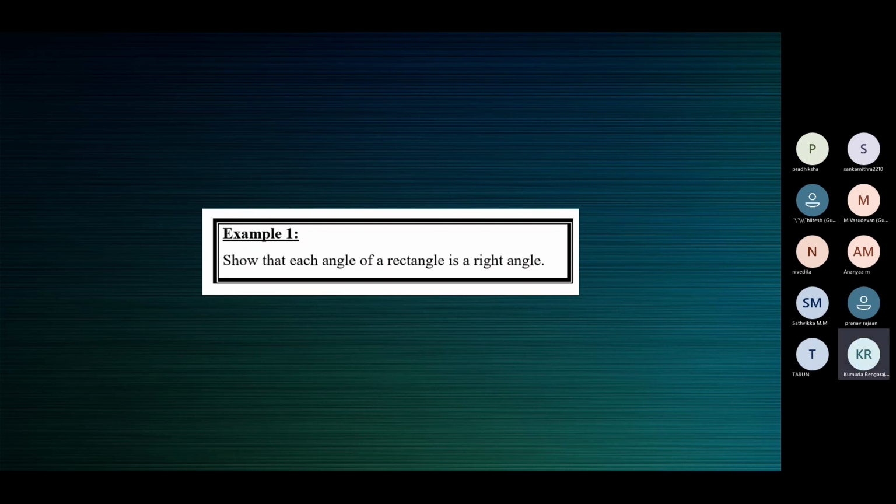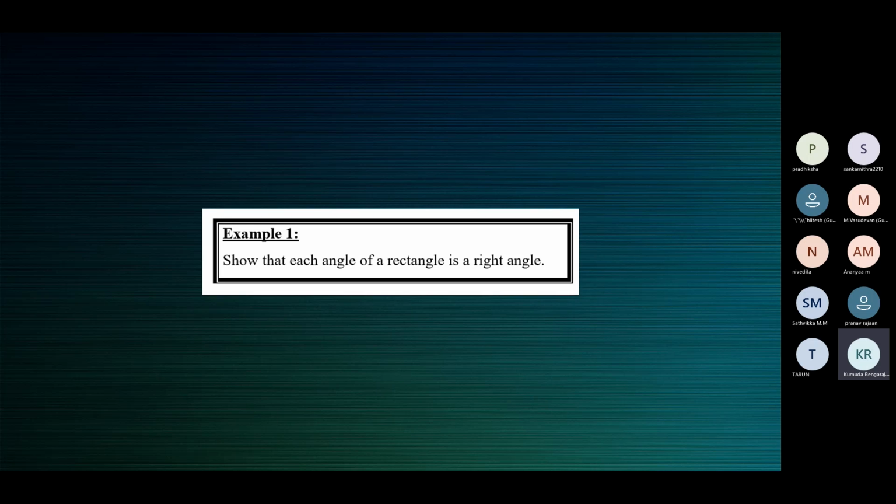Okay. So here we'll have to show that each angle of a rectangle is a right angle. So you're given a rectangle. Read the statement. That means the given quadrilateral is a rectangle, and you need to prove that each angle of a rectangle is a right angle.